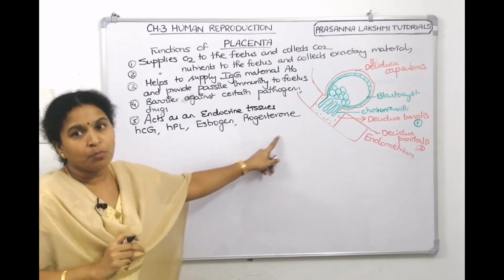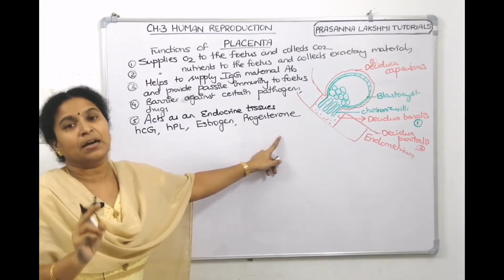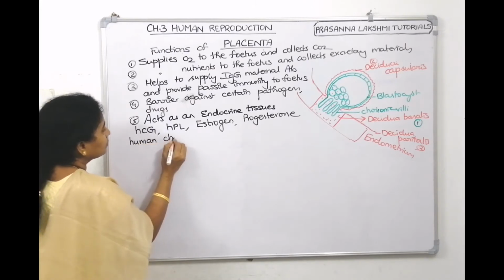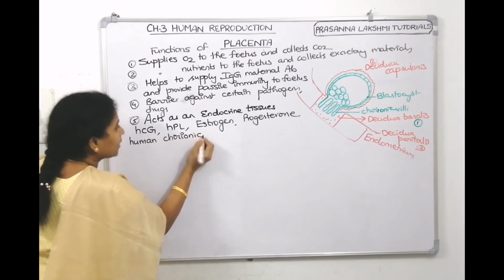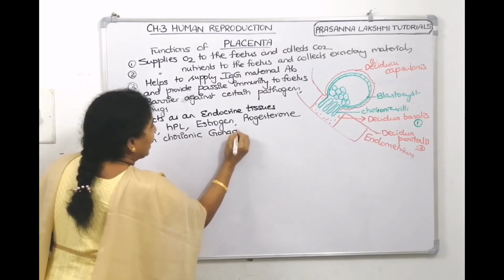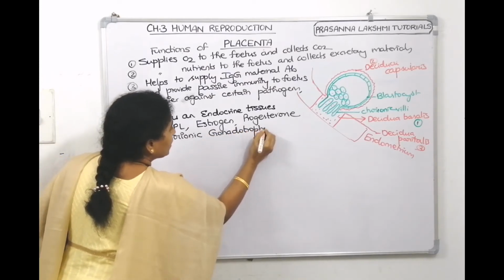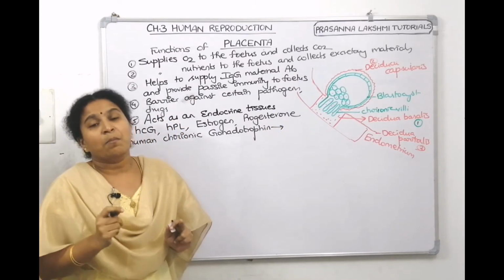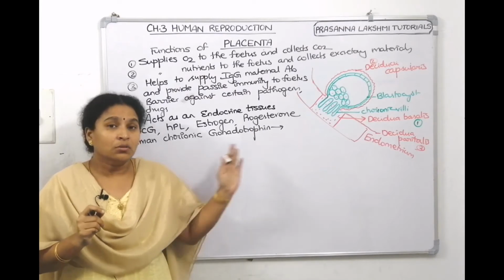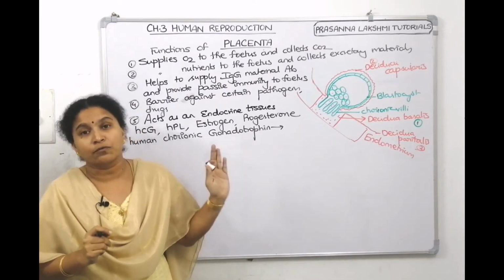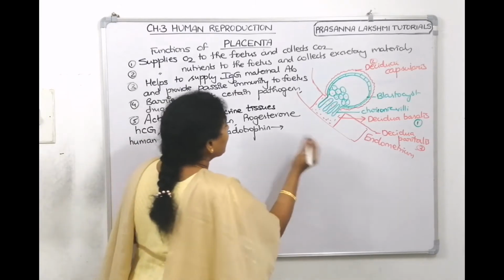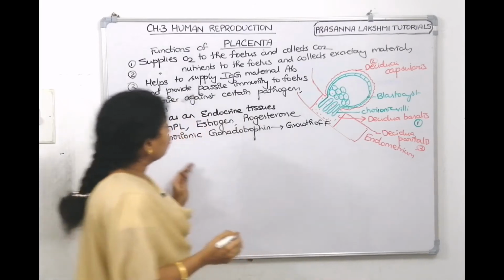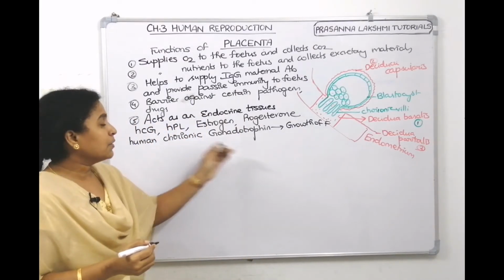These are the hormones which are secreted by the placenta. First one is human chorionic gonadotrophin, HCG hormone secreted by the placenta. So this helps in the growth of the fetus. What is HCG helping in? It helps in the growth of fetus.